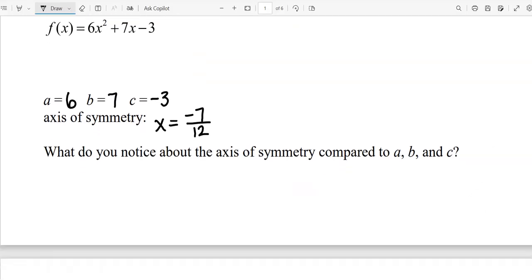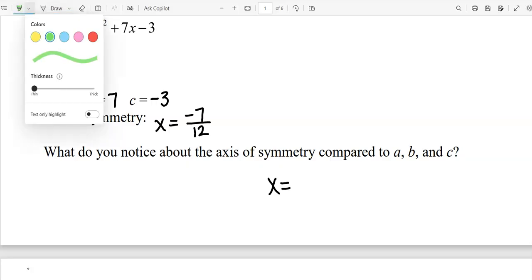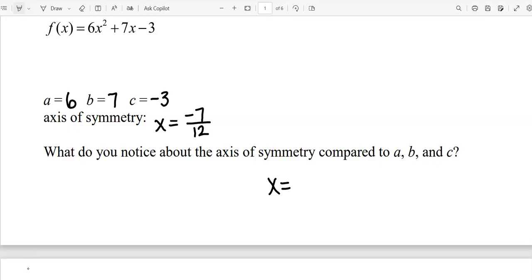Hey, what did we notice? All of them are fractions. Good. Your axis of symmetry starts with x equals, right? What was your pattern between A, B, and C and your axis of symmetry? How do you get the top of your axis of symmetry? Oh, okay, close. So you're saying that it has a relationship with B. So like here we've got -7, and then your B was 7. It's the opposite of B. How do we do that? B times -1 or negative B, right? What about the denominator? What happened there?